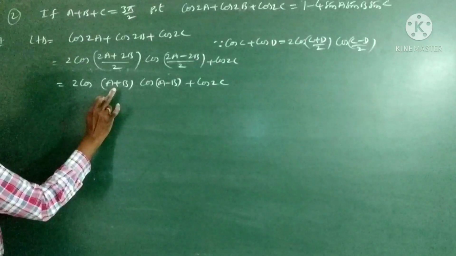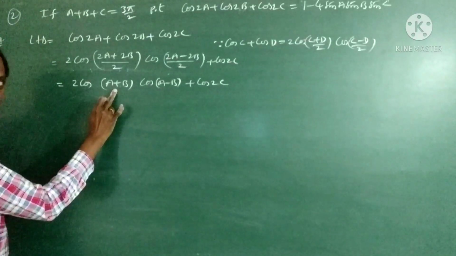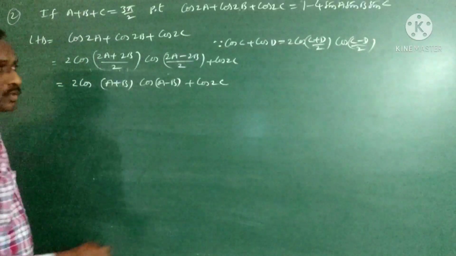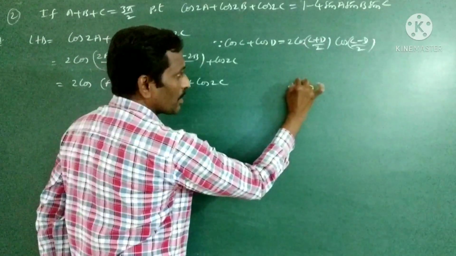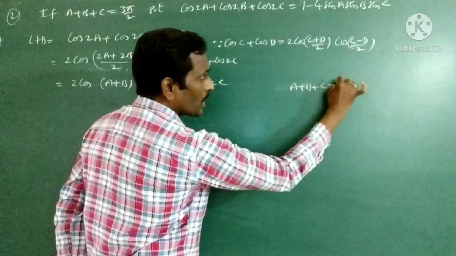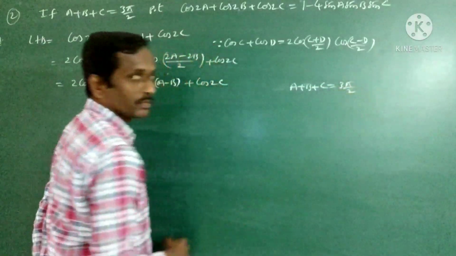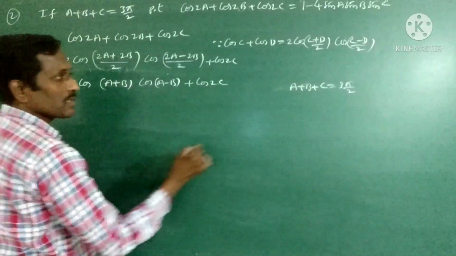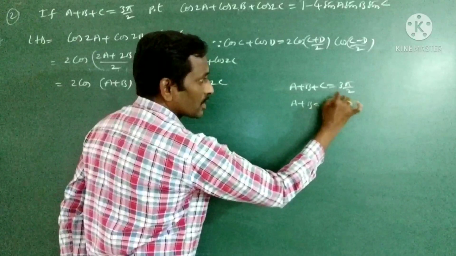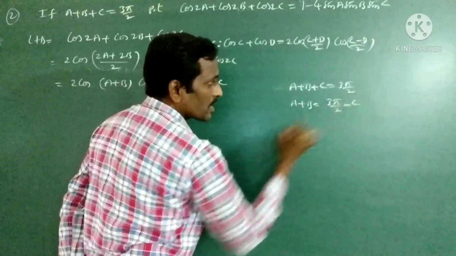Coming to the second step. What is the second step? The sum of the angles, write in terms of the remaining angle. This we have to write from the given relation. So here given that a plus b plus c is 3 pi by 2. What do we require here? The a plus b sum. So from this, a plus b is what? 3 pi by 2 minus c angle.